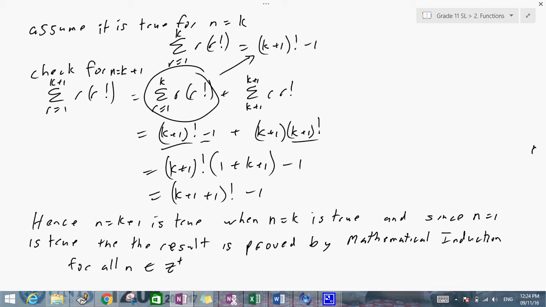Generally, this is how mathematical induction is done. It's always the same steps. Just sometimes you have to use little different tricks for mathematical induction.